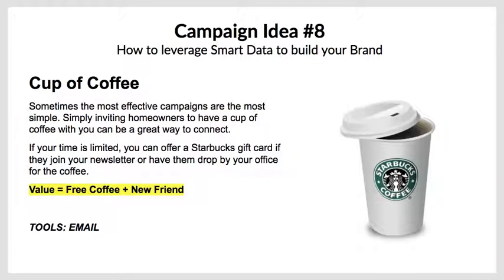Campaign number 8 is really a simple one. Sometimes the easiest campaign is just saying, hey, would you like to grab a cup of coffee? Now, a cup of coffee is just an item of value. You could obviously also say, hey, do you want to go grab a beer? But whatever it is, I think it's important to understand that sometimes when you have somebody that you think has a high likelihood of listing, or you want to make sure that you meet with this person, simply reaching out and offering something simple like this can go a long way.